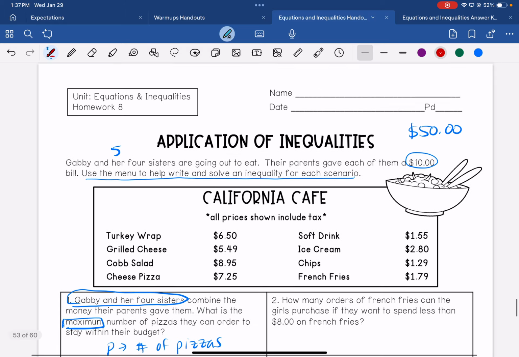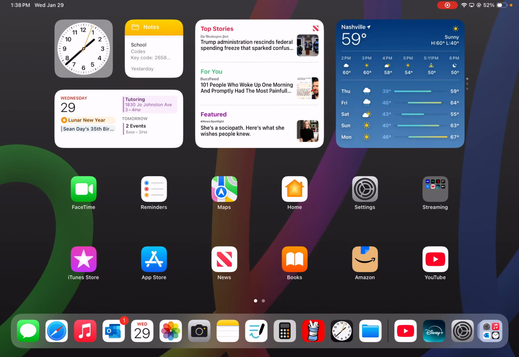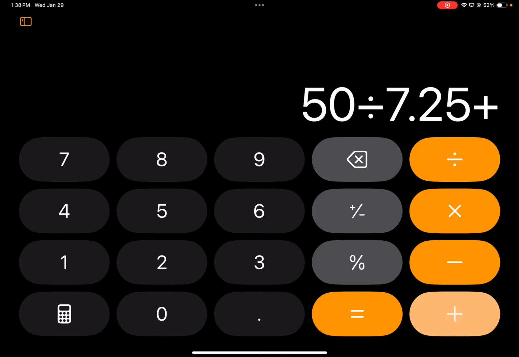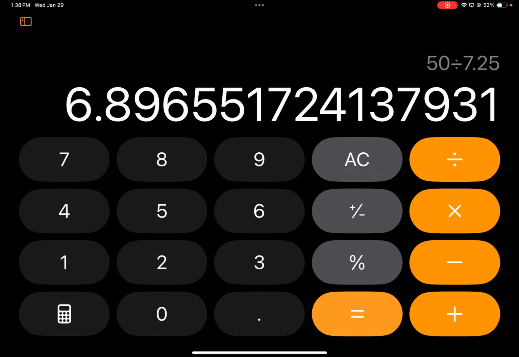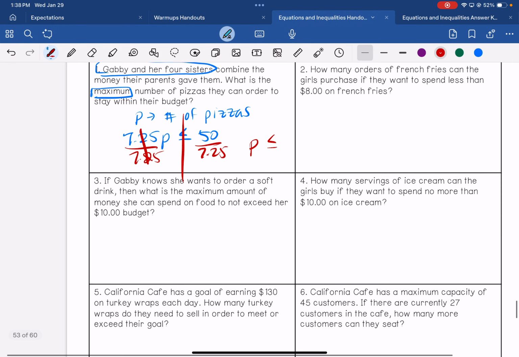To solve this, let's divide both sides by $7.25. $7.25 divided by $7.25 is 1. So we've got P is less than or equal to, and this is where I'll pull up my calculator. I'm going to do 50 divided by $7.25. And we get 6.9. Let's do 6.9. We can round that.